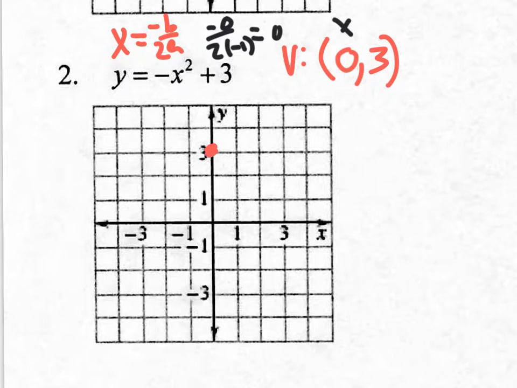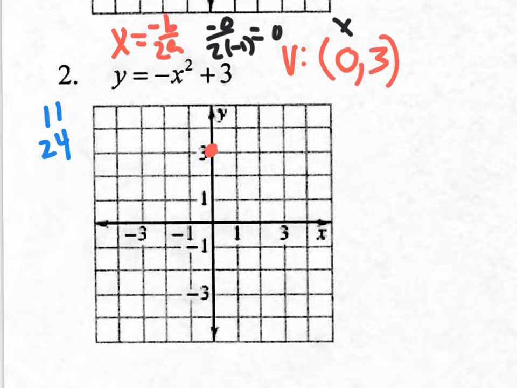Here it is. Is this thing opening up or down? Down. It's opening down. How do you know? Because a is negative. Excellent. Now, specifically, a is negative what? It's -1. Now, because you know that the a value is -1, what pattern could we use?